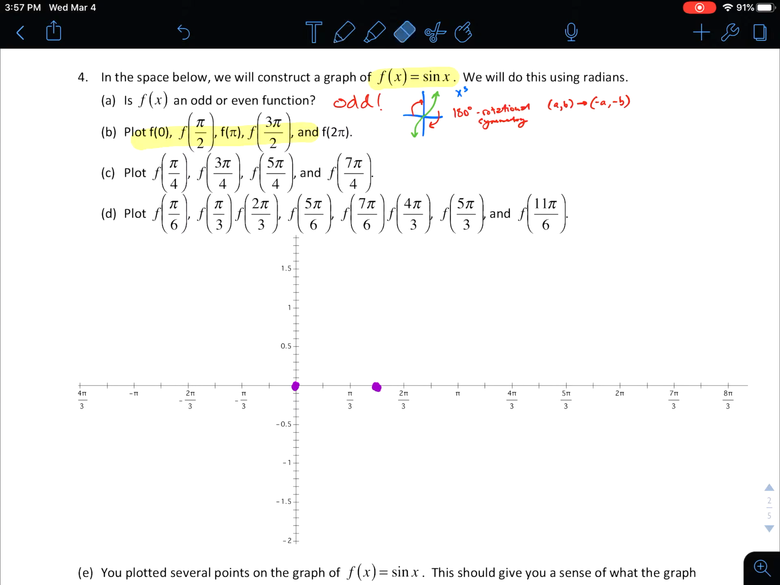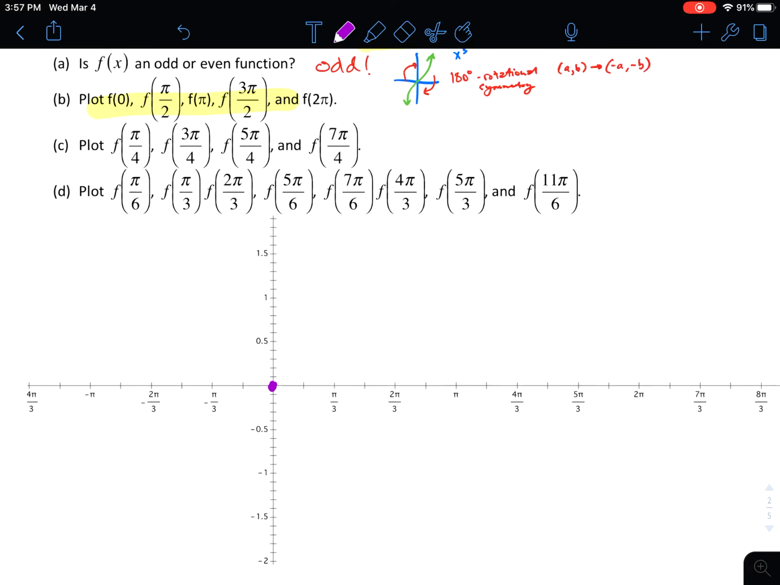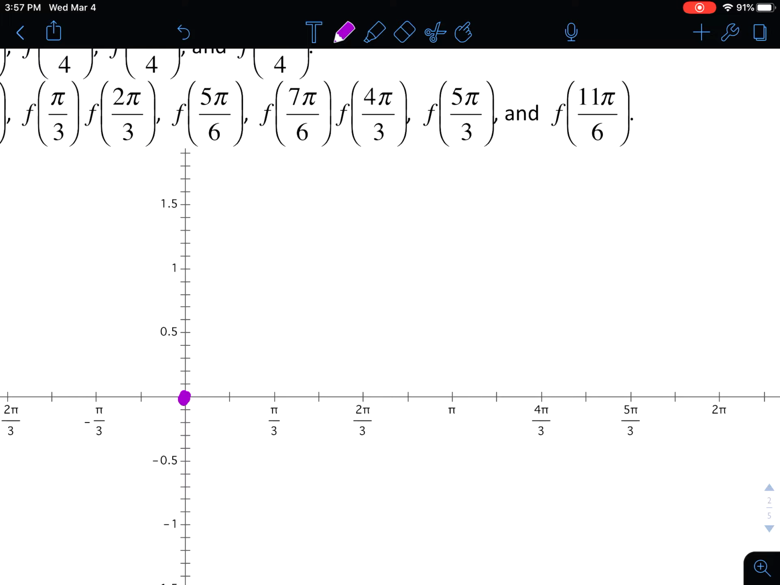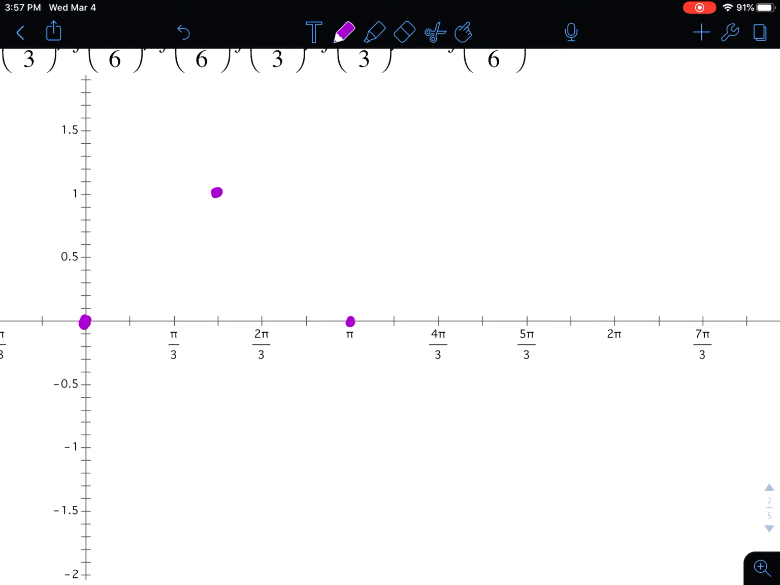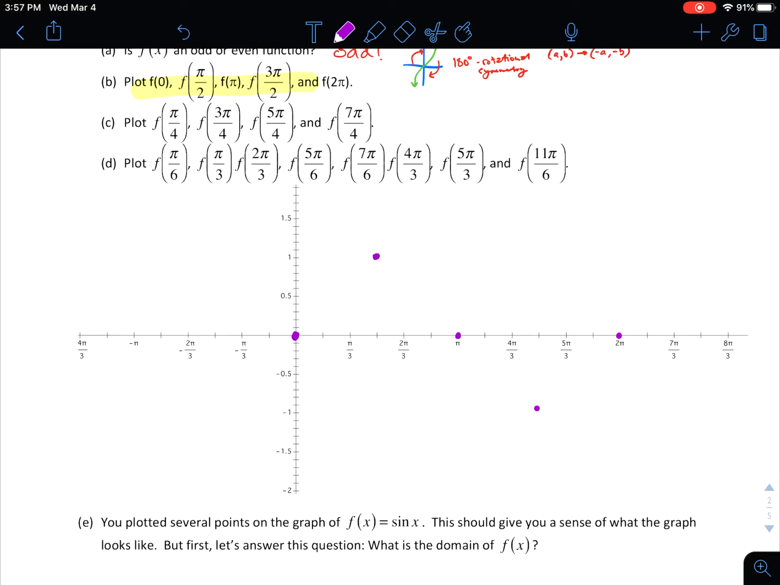Oh no, I'm sorry, that's wrong. The y value for pi over 2 was 1. So I'm going to drop in a value of 1 at pi over 2. And then we went back to 0 at pi, and then at 3 pi over 2 it went down to -1, and then at 2 pi it went back to 0. This is the problem that we did on the first sheet.